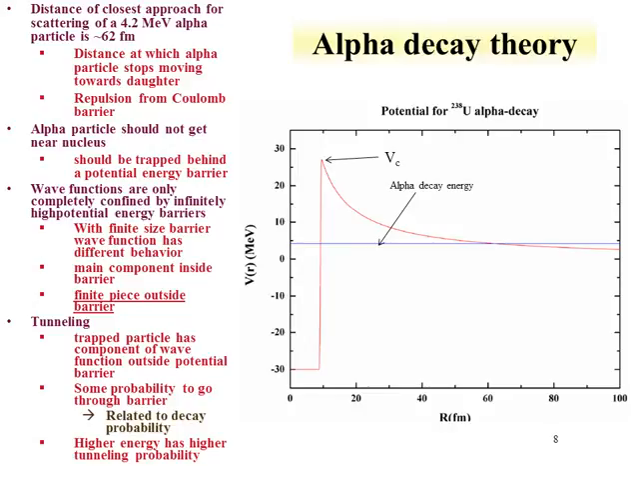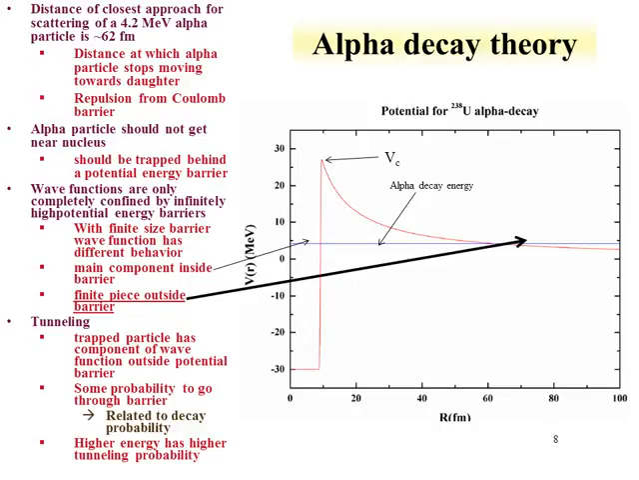So the main component of the wave function that describes where the alpha particle can exist would be inside the barrier, but there's also a finite component outside the barrier. So there's a probability of finding the alpha particle outside the barrier, and this is what we call in quantum mechanics tunneling. The trapped particle has a component of the wave function outside the barrier potential, so there's a probability, however small, of it appearing outside this barrier and going through it.